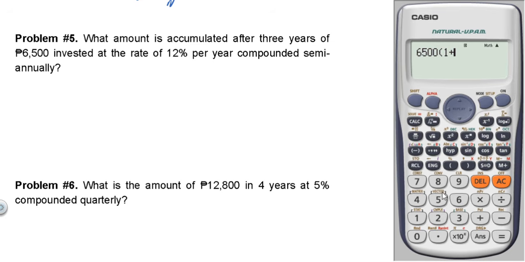12% compounded semi-annually, no? So, 0.12 over 2. May over 2 pa. Yan. Then, raise natin sa 2. Yes, 2. Okay. Times 3. So, meron pa tayong 3 years, no? So, times 3. Then, equals 9,220.37. So, ayun na yung sagot natin, no?